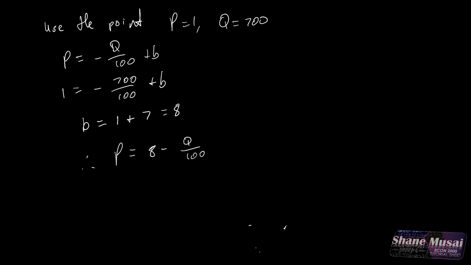And again, you'd want to put this in terms of quantity demanded. Q over 100 is equal to 8 minus p. And if you multiply everything by 100, you have quantity demanded is equal to 800 minus 100p. So now you have your quantity demanded and your quantity supplied.